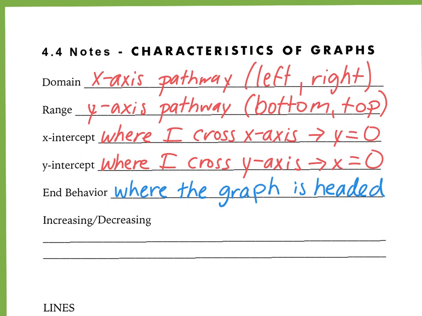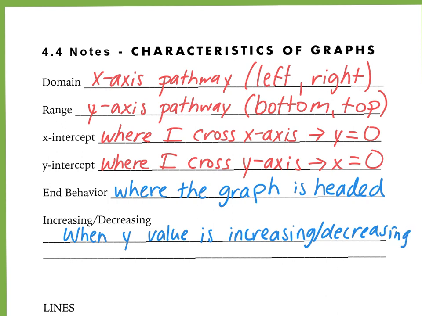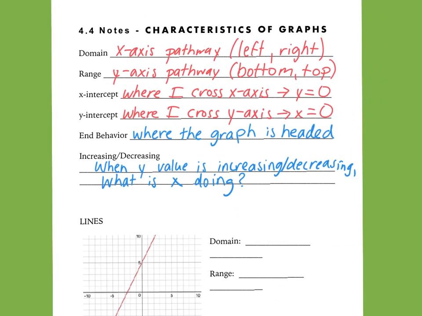And then we have our increasing and our decreasing intervals, okay? So what I mean by this is when your y value is increasing or decreasing, so going up or going down, we need to know what x is doing. So what is x doing? So when y is going up or down, is x going up or down? Or is x stopped at a place? Okay. Anybody need more time with that? Yes? Okay.